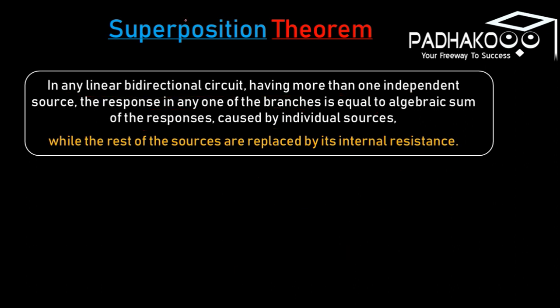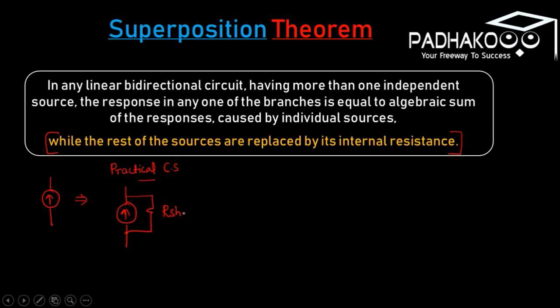Now moving forward to the second half of the definition, that is, while the rest of the sources are replaced by their internal resistance. What does this mean? Talking about a practical current source, a practical current source consists of a shunt resistance across the source. Generally, this value of RSH is very large, approximately infinite.